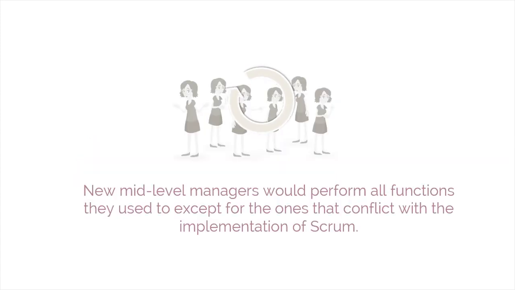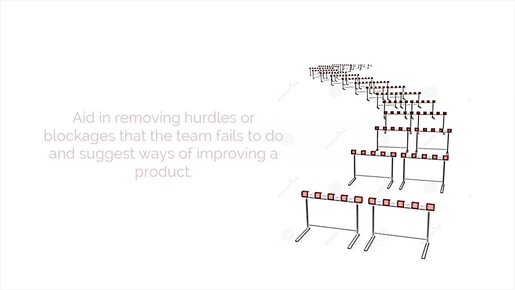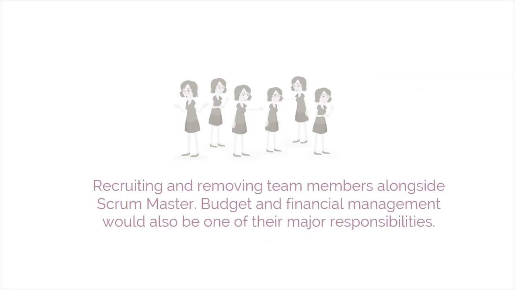New mid-level managers would be performing all functions they used to, except for the ones that conflict with the implementation of Scrum. This essentially means that they do not decide on what it is to be worked upon. They do not need to assign work to the team members or keep track of what each team member is doing. What they would need to do is to aid in removing hurdles or blockages that the team fails to do, and suggest ways of improving a product. They would still be involved in recruiting and removing team members alongside the Scrum Master.